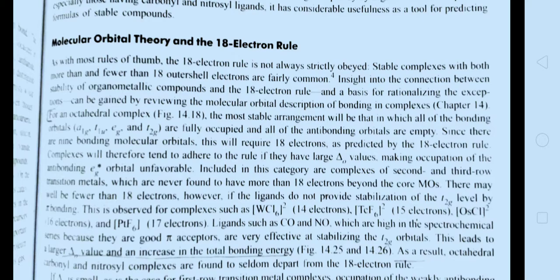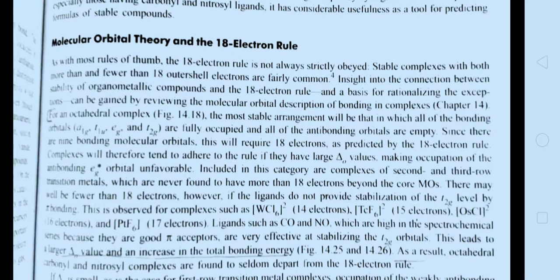Complexes like tungsten tetrachloride contain 14 electrons, tellurium fluoride contains 15 electrons, osmium chloride contains 16 electrons, and platinum fluoride contains 17 electrons. In such cases, these complexes do not obey the 18 electron rule.